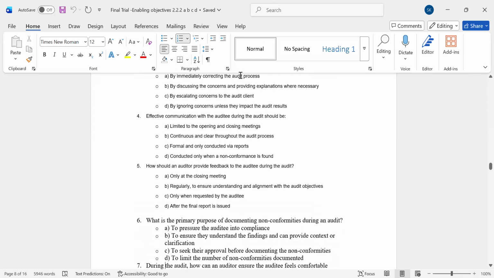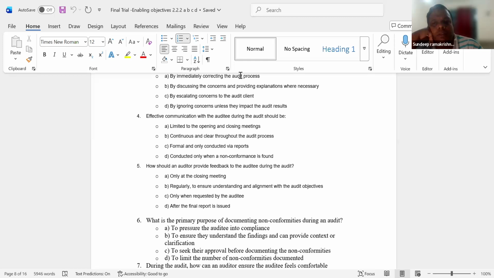Question number 4. Effective communication with the auditee during the audit should be: A, limited to the opening and closing meeting. B, continuous and clear throughout the audit process. C, formal and only conducted via reports. And D, conducted only when a non-conformance is found. Answer is B, continuous and clear throughout the audit process. Right, sir. Rahman, what is your answer? Sohail Faruqi, any answer? No, sir. B. Right. B is the best fit answer.